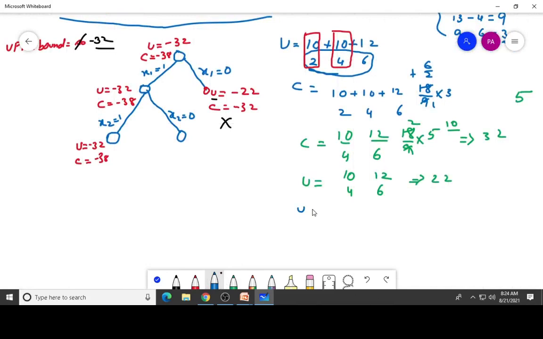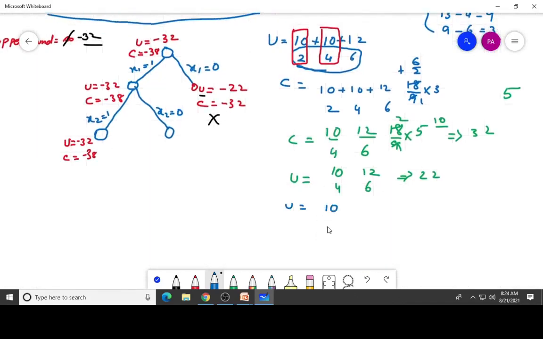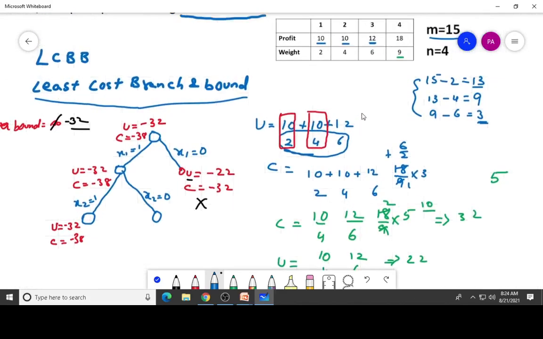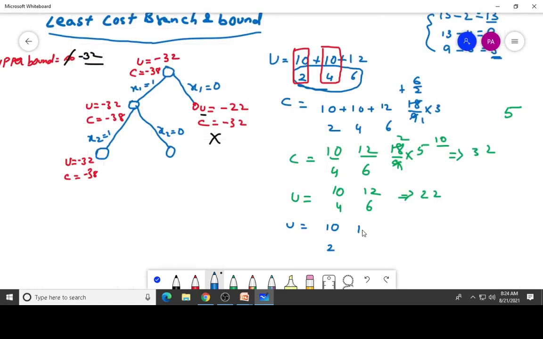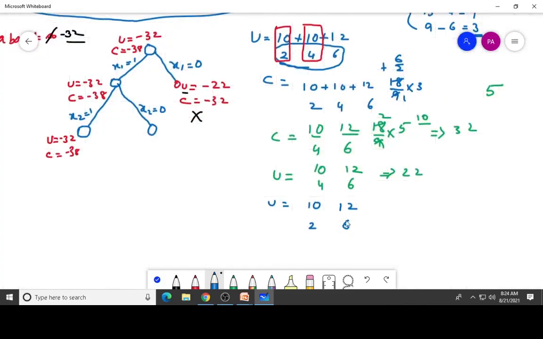Here U is equal to, I am adding the first item. 10, and what is the weight? Is 2. Now I am not adding the second item. So what is 12, 6. Next one is 12, the weight is 6. 6 plus 2, 8. 8 plus 9, it will take the fraction. So here we cannot add here. Okay, we need to stop here because here we are going to get the fraction value.